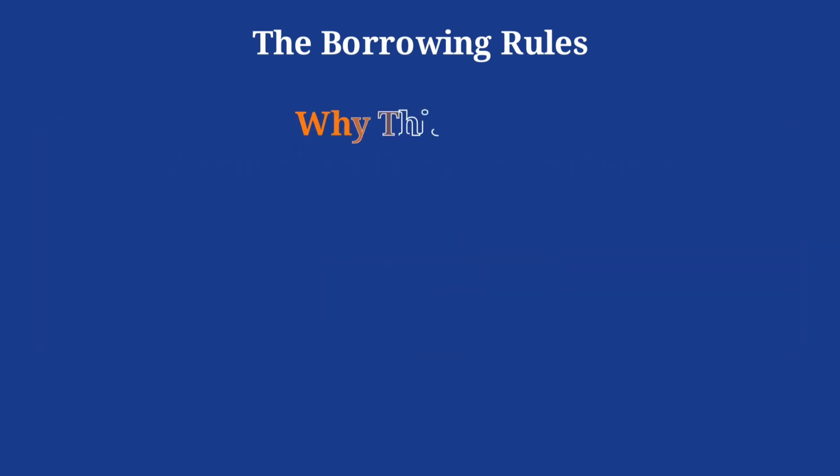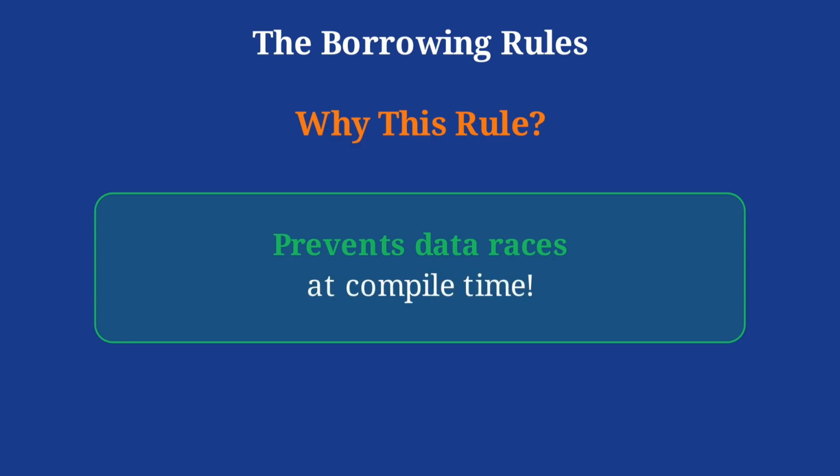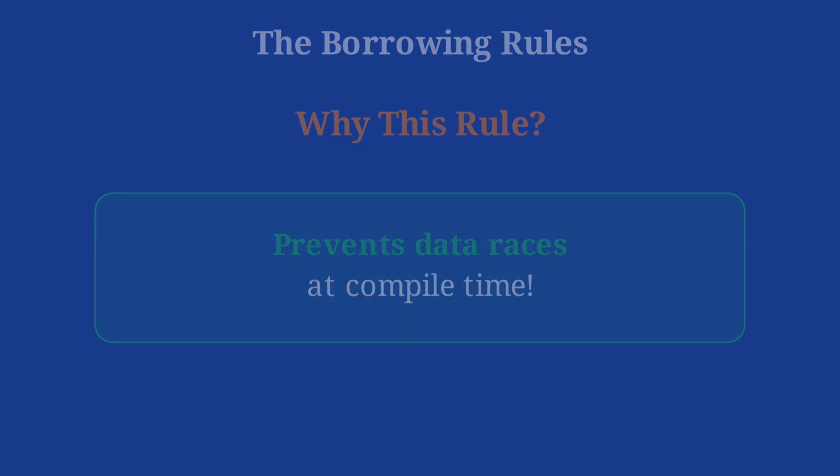Why does Rust enforce this rule? Because it prevents data races at compile time. A data race happens when two parts of your code try to access the same data at the same time, and at least one of them is writing. That's a recipe for bugs. Rust's borrowing rules make data races impossible. The compiler won't even let you write code that could have a data race.